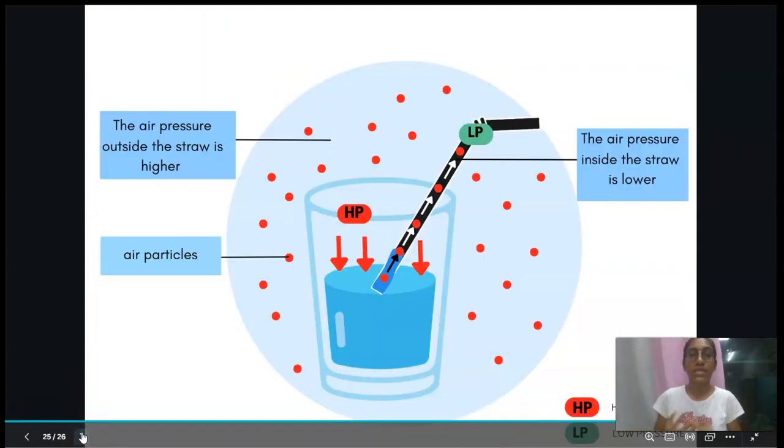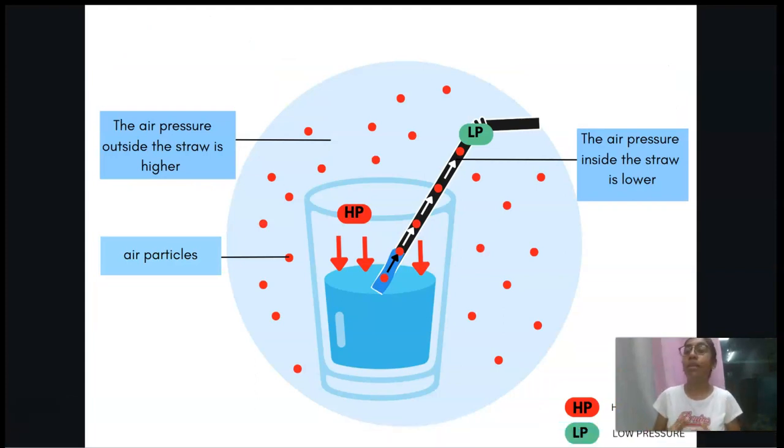So, here's a very simple and straightforward explanation of a new situation. When we sip water through a straw, something interesting is happening with the air inside the straw. You see, the straw is filled with tiny air particles. As we sip, we create a bit of vacuum inside the straw, which means there's less space for those air particles.